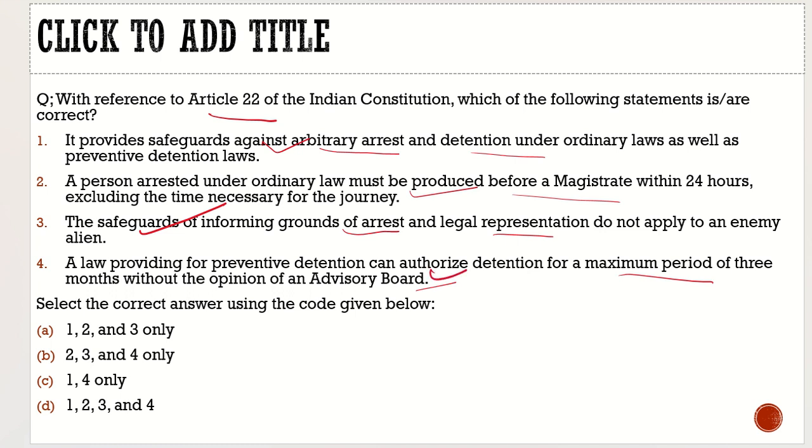So with respect to this question also, the correct statements are statement 1, statement 2, statement 3 and statement 4. Sorry, statement 1 is incorrect because this is particular to ordinary laws. Incorrect. So the correct answer is option B.